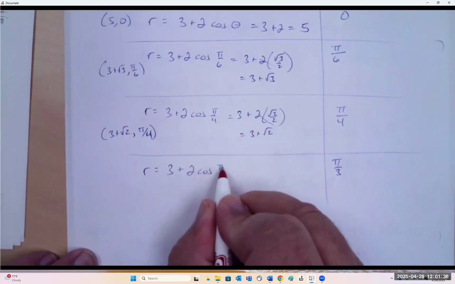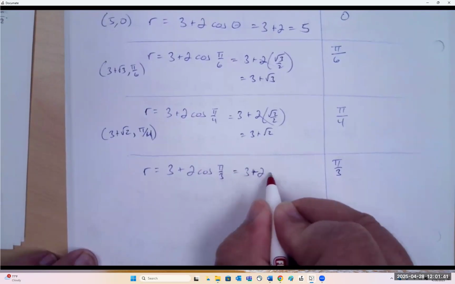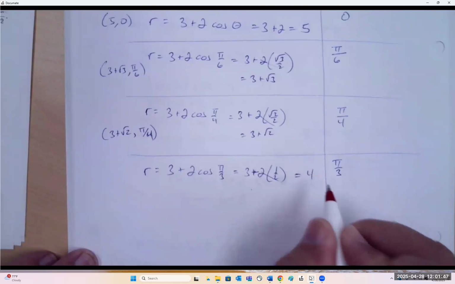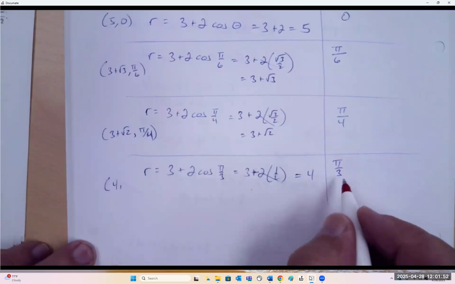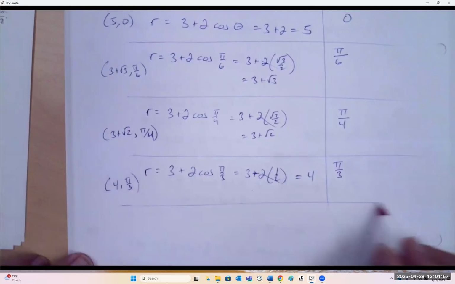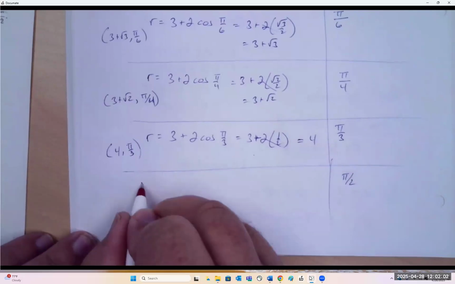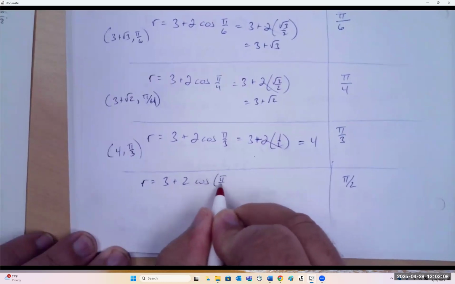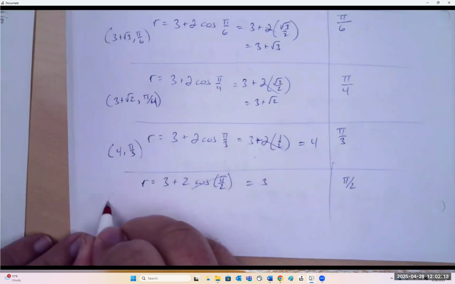Two cosine pi over 3. 2 times 1/2, which is equal to 4. Or radical 3, pi over 3. Pi over 2. 2 cosine pi over 2. That's 0, so it equals 3.